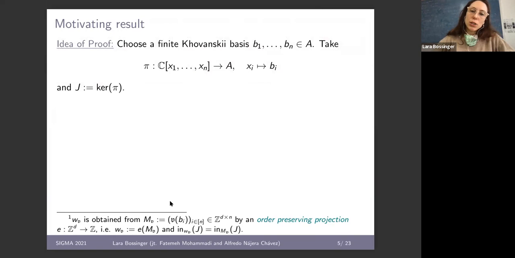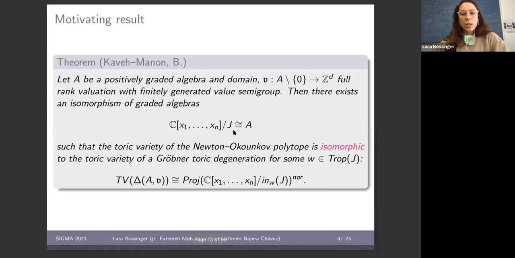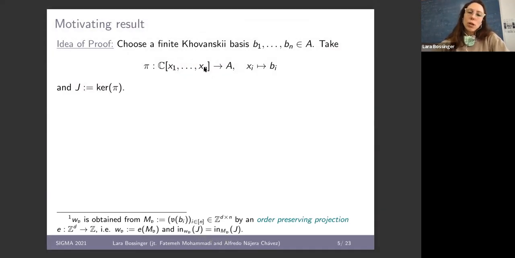Okay, so how do we get from the valuation to the Gröbner degeneration? At this point exactly, we need the notion of a Khovanskii basis. So we fix a set of algebra generators in A that are a Khovanskii basis for the valuation, and take those to define this projection such that the kernel J will give us the presentation of the theorem. The polynomial ring here might have a non-standard grading, so that this actually is an isomorphism of graded algebras.